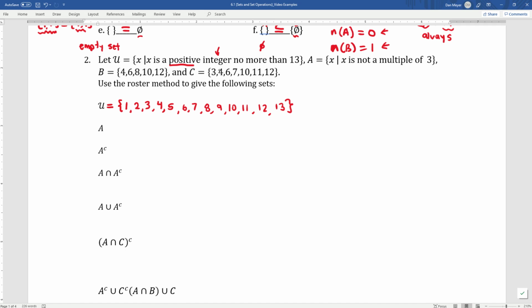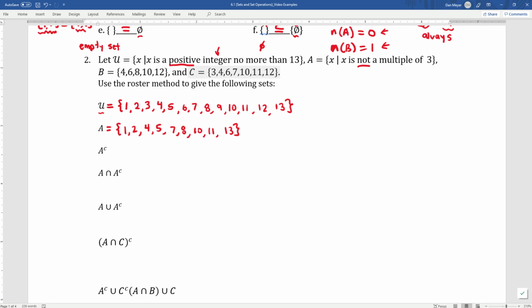When we write down the set A using roster notation, remember we want all of the numbers that show up in our universal set that are not multiples of 3. So we're basically throwing away 3, 6, 9, and 12. 1 and 2 are not multiples of 3, 4 and 5, 7 and 8, 10 and 11, and 13. So those are the elements of our universal set that are not multiples of 3.